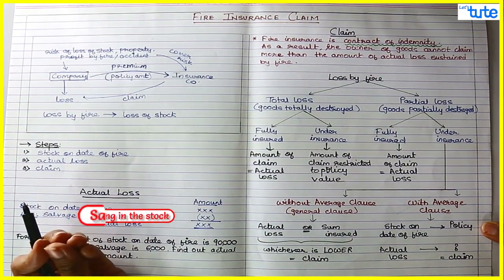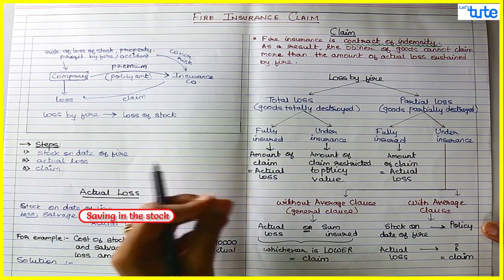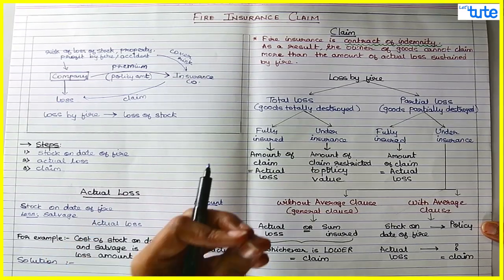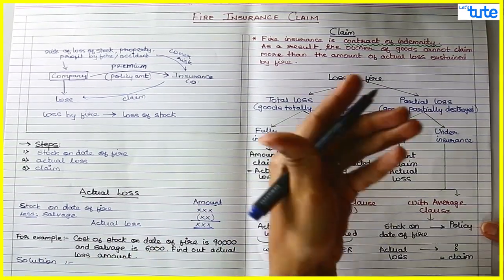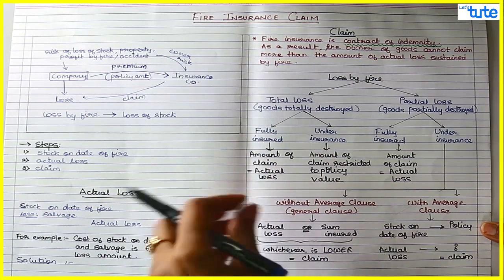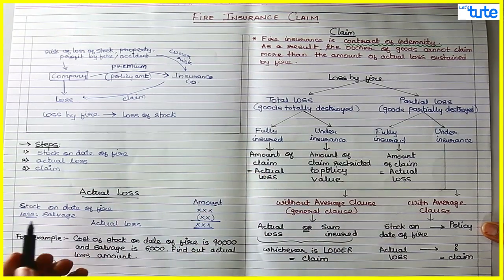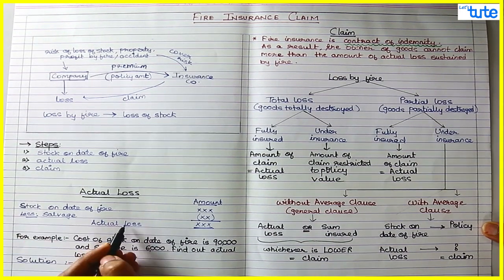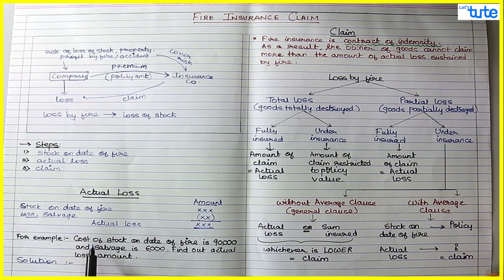that is the savings of the stock. It might be possible that the entire stock is not burnt due to fire. There are some stock which could be saved, which can be sold after reconditioning or making some expenses on those stock. So that is called salvage. So from the stock on the date of fire, if we deduct salvage, we get the actual loss. So we'll just see this example.